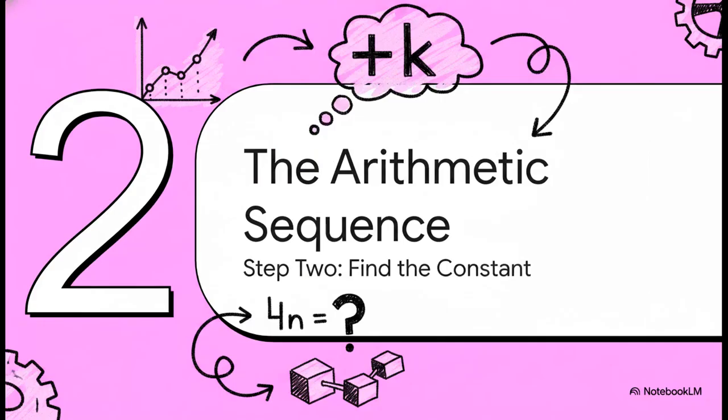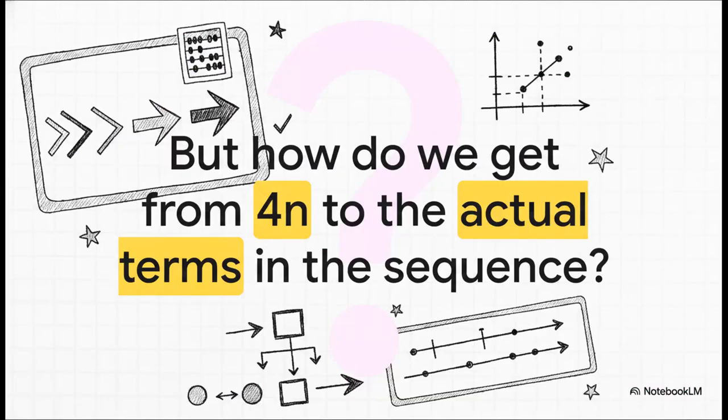All right, step 2, find the constant. We've got the 4n part, but that's not the complete answer. Now we need to figure out that final little adjustment. So let's think about this for a second. If our expression was just 4n, what would the first term be? Well, for the first term, n is 1. So 4 times 1 is 4. But hang on, the actual first term in our sequence is 1, so we're off. How do we fix that?